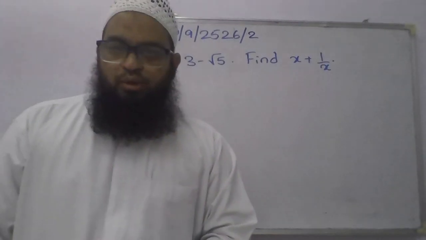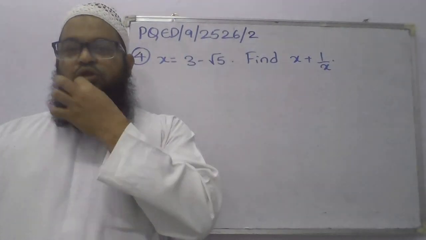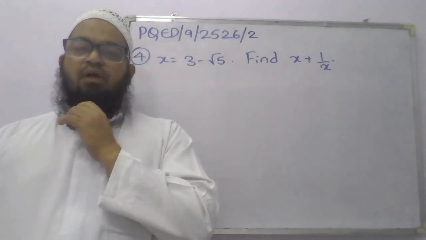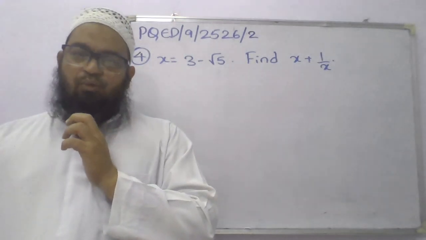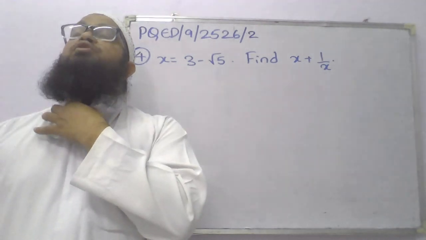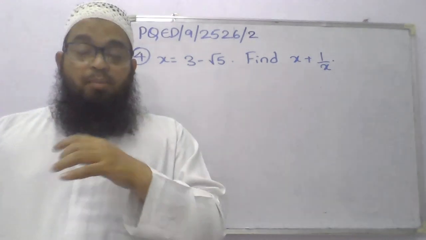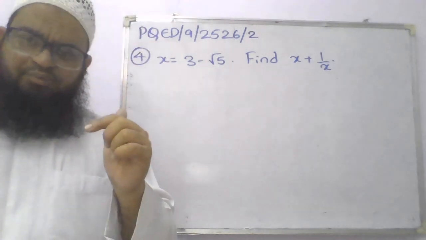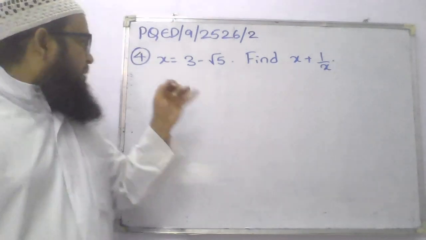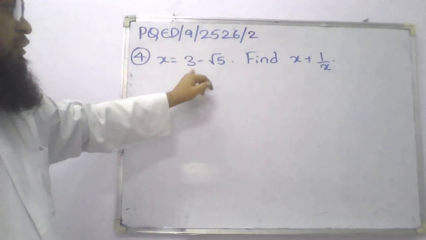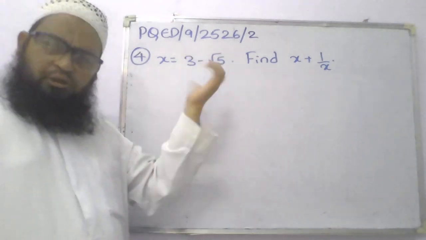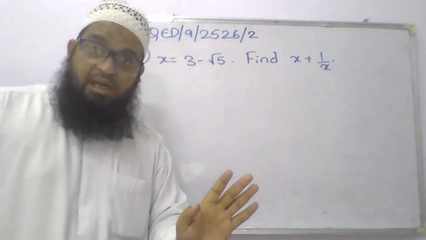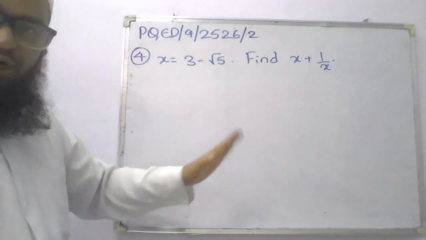So, my dear students, the fourth problem is x is equal to 3 minus root 5. Find x plus 1 by x. The same kind of problem which we have done in the previous one. But in the previous problem, x is equal to 1 by something irrational was given. Here you have x is equal to 3 minus root 5. It's also an irrational number, but the irrational number is in the numerator. So no need to rationalize it. Okay, x, no need to do it.